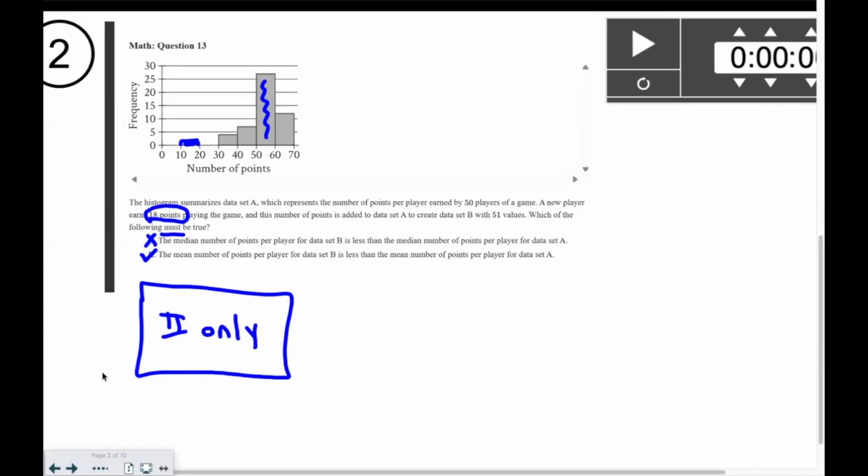So the median is usually not affected by low outliers or high outliers, but it could still change slightly. And we don't know whether it will or not. But the mean is always affected by low and high outliers. It moves towards whichever one it is. All right. If we have no questions, let's keep going.